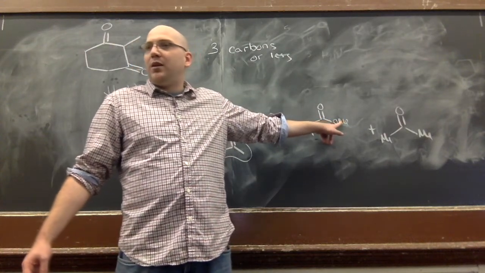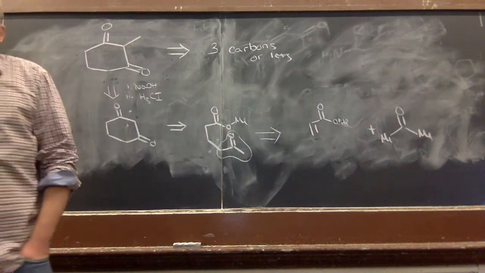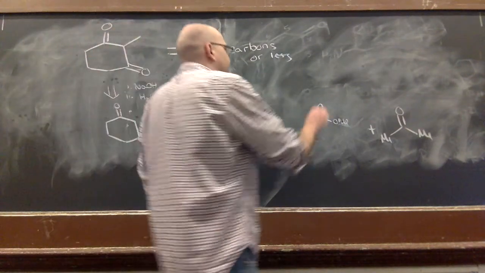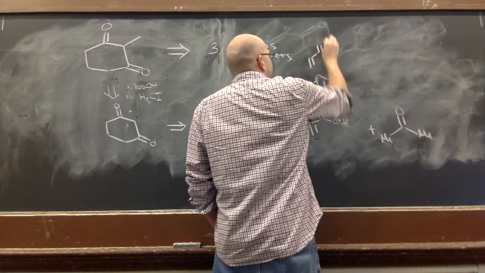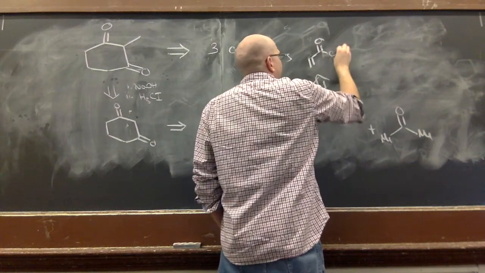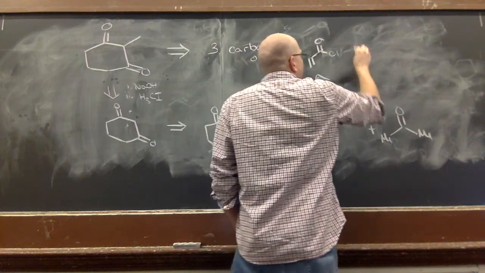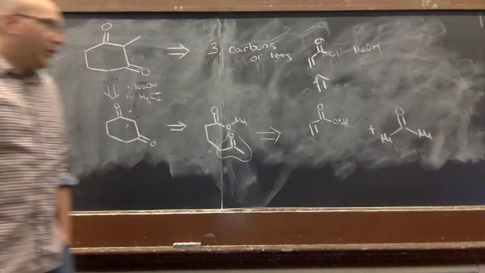So how might we make this from something that has 3 carbons or less? Probably just do a transesterification, right? Or even an acid chloride or something. Yeah, there we go, chloride. All right. And that would break it down to 3 carbons.